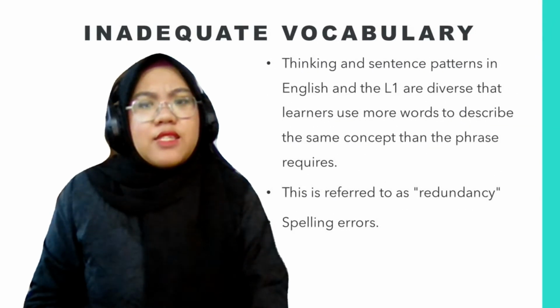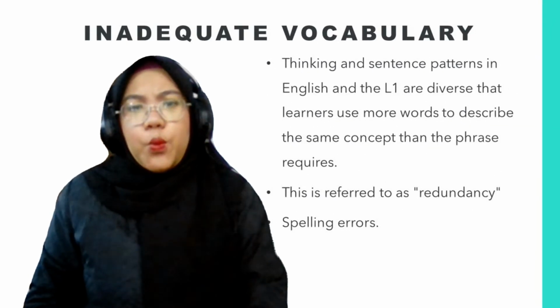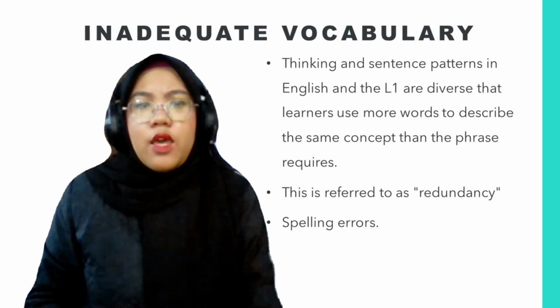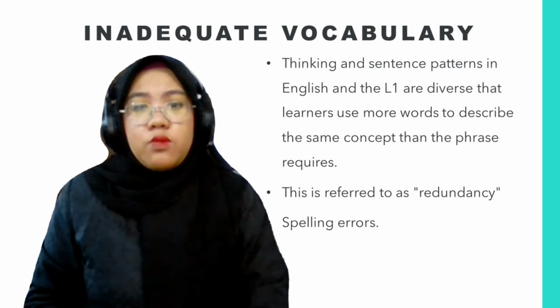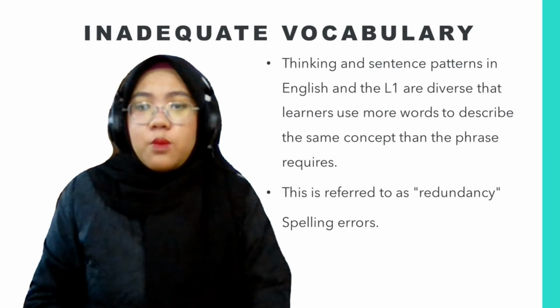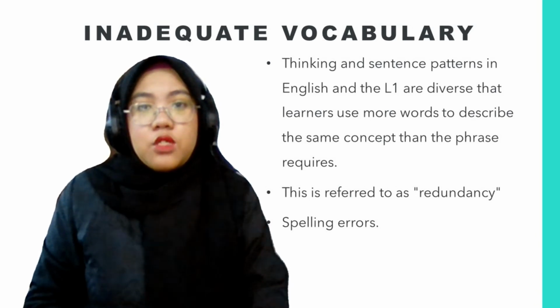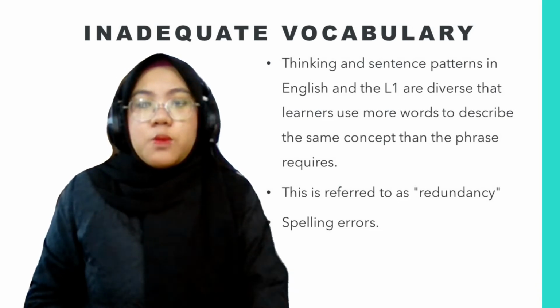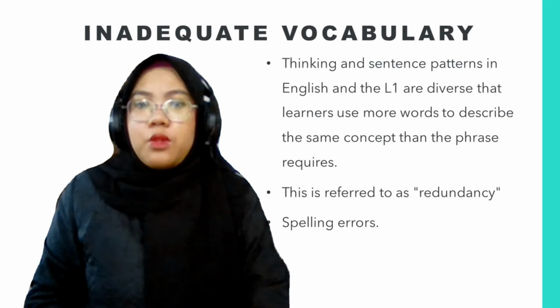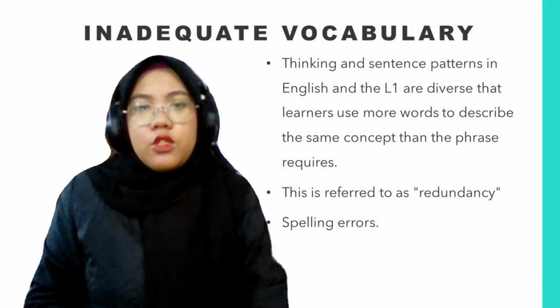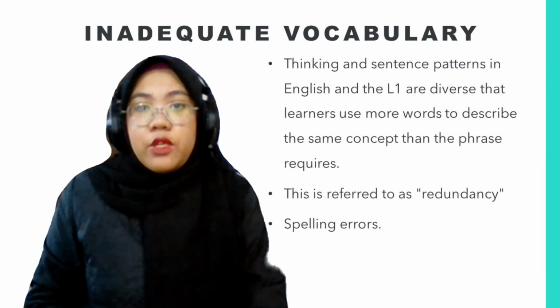Because thinking and sentence patterns in English and L1 are different from each other, it is possible and unavoidable for learners to use more words to describe the same concept than the phrase required. This is referred to as redundancy, and the major reason why learners make such blunders is that they are not properly conversant with English vocabularies. Learners are also found to make spelling errors.